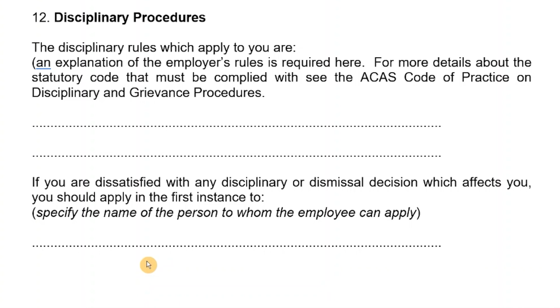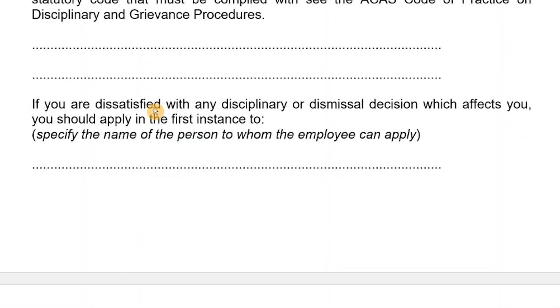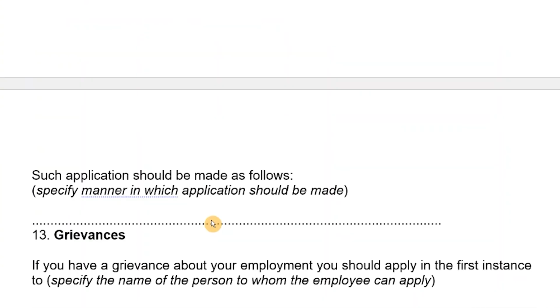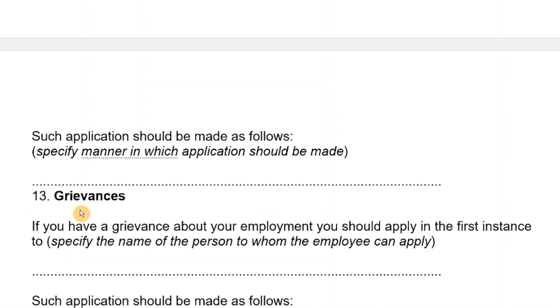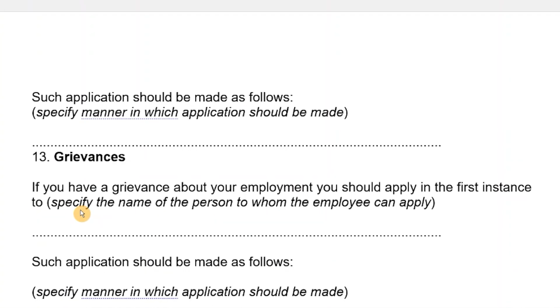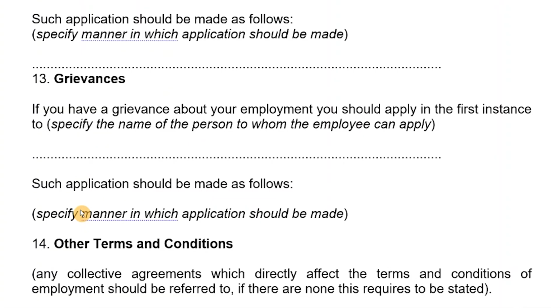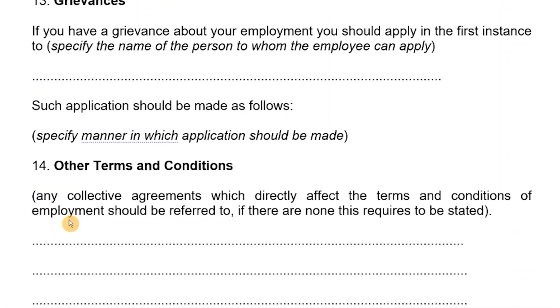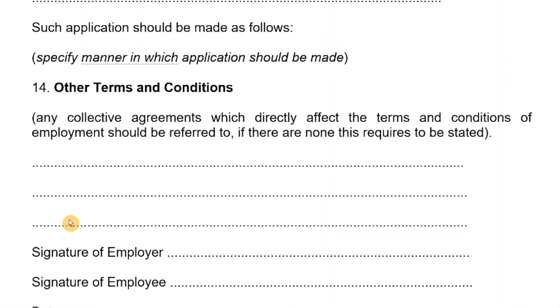The other two aspects in this section of the contract are who employees can appeal to if they wish to appeal the decision, and also how such an application should be made, letter, email, etc. Similarly, for the grievance line, it's who the application should be made to and how it should be made. Finally, within the contract, there is an Other Terms and Conditions section, which allows you to add anything that has not previously been covered or is specific to the job you are offering and you would like to have noted down in writing.